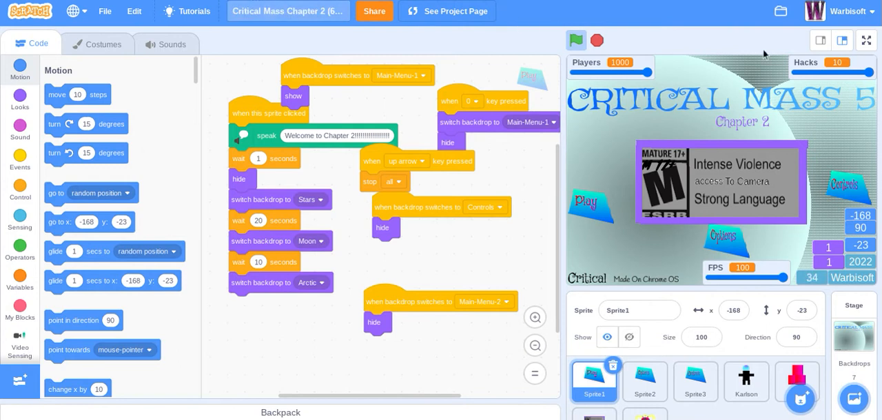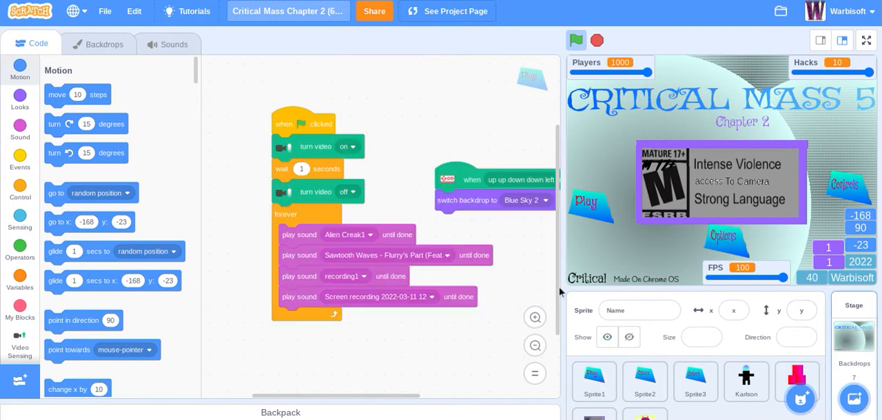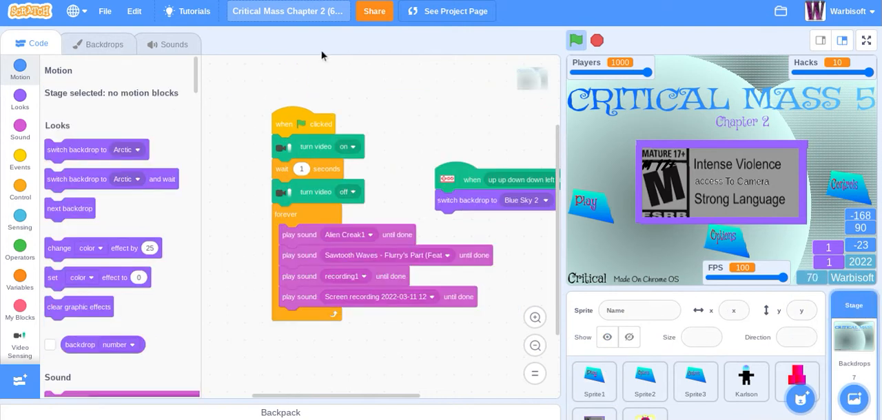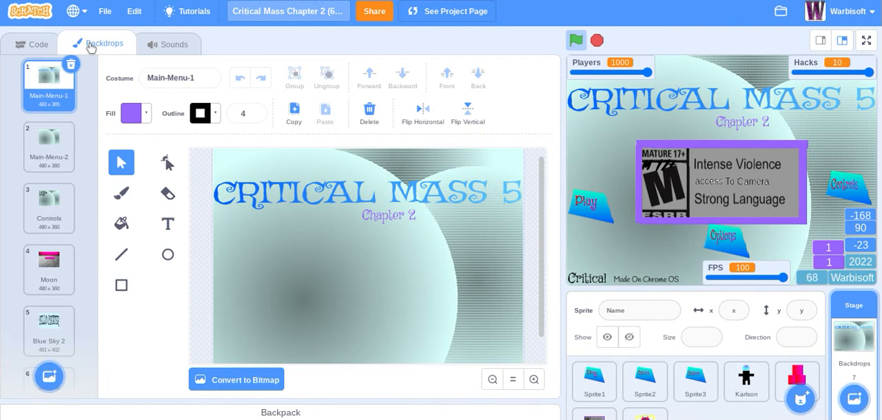Yeah, that's basically how I make my games. I legit copy, like, all of the Critical Mass you see is just a copy of number one. But I switch it up, so it doesn't look like number one. It's an M game, so only 17 and up people can play it. I'm 13, but I'm the game developer, so I'm allowed to play it.